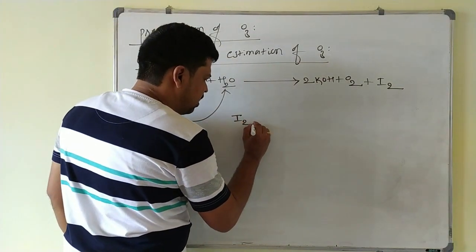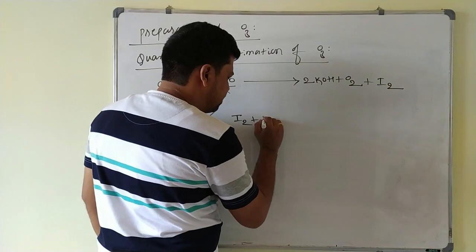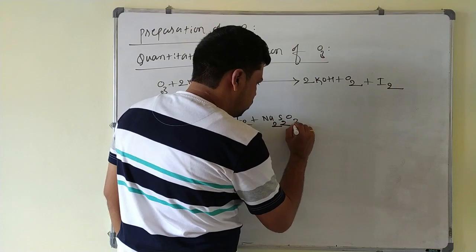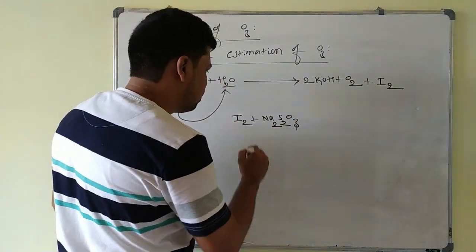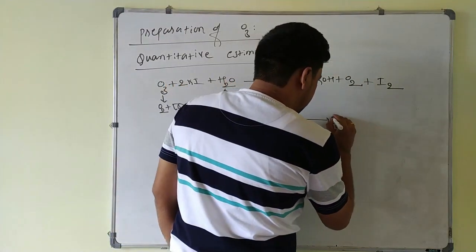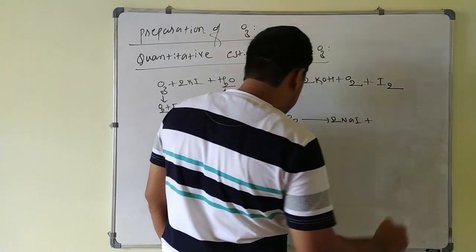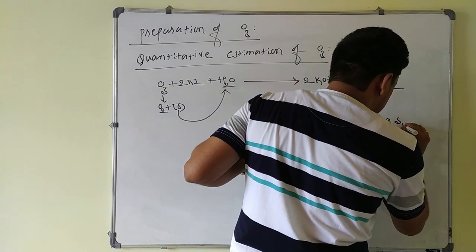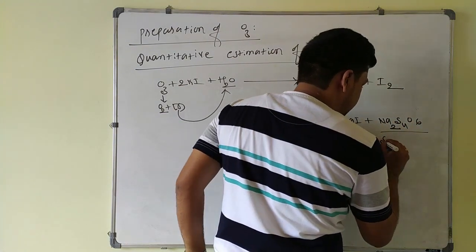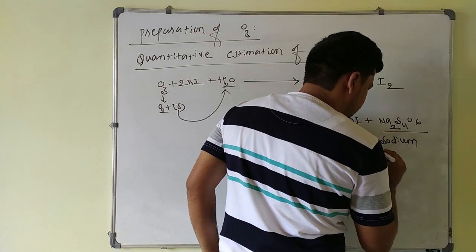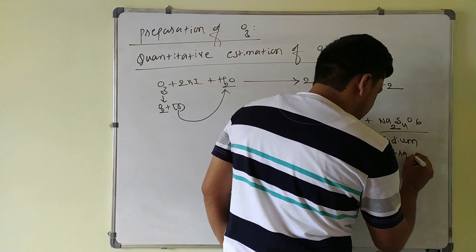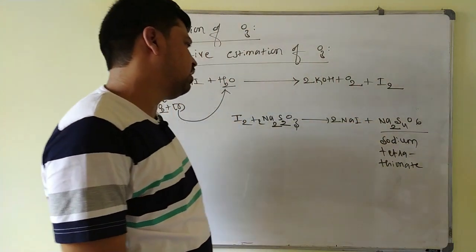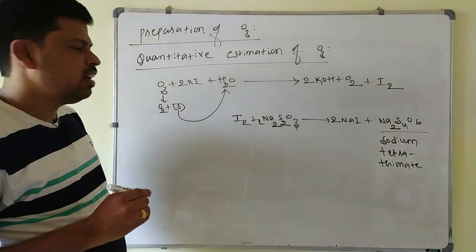So I will write the reaction here. I2 is titrated against sodium thiosulfate, Na2S2O3. I will take 2 times here. So I will get 2 times NaI, and the remaining is Na2S4O6. This is sodium tetrathionate. So in this way O3 is estimated.